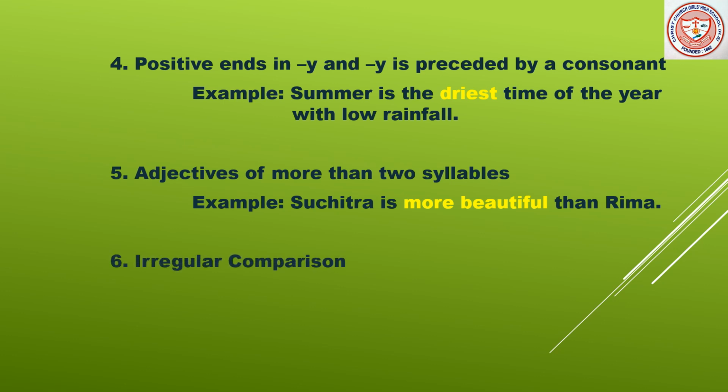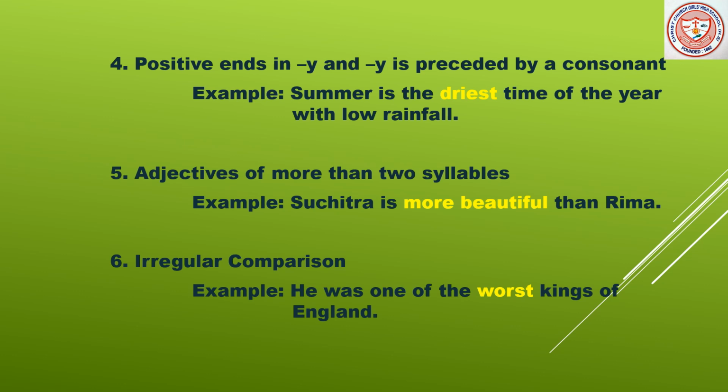Next formation: irregular comparisons. Some adjectives are compared irregularly, that is, comparative and superlative are not formed from the positive. For example, bad, worse, worst, good, better, best. Example: He was one of the worst kings of England.